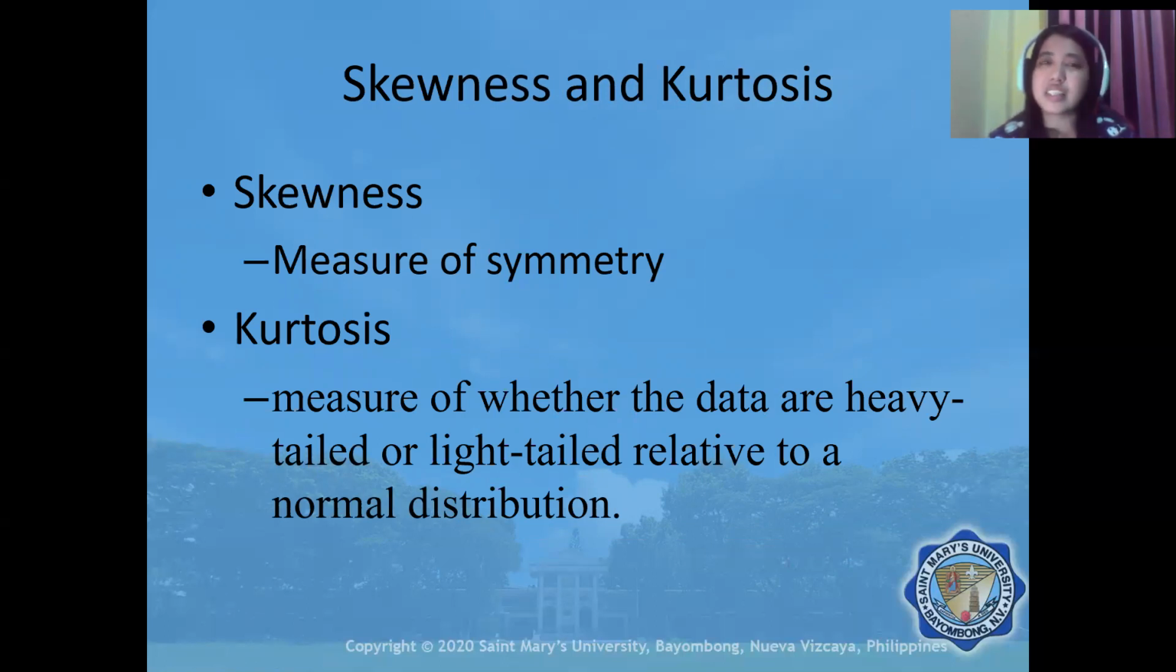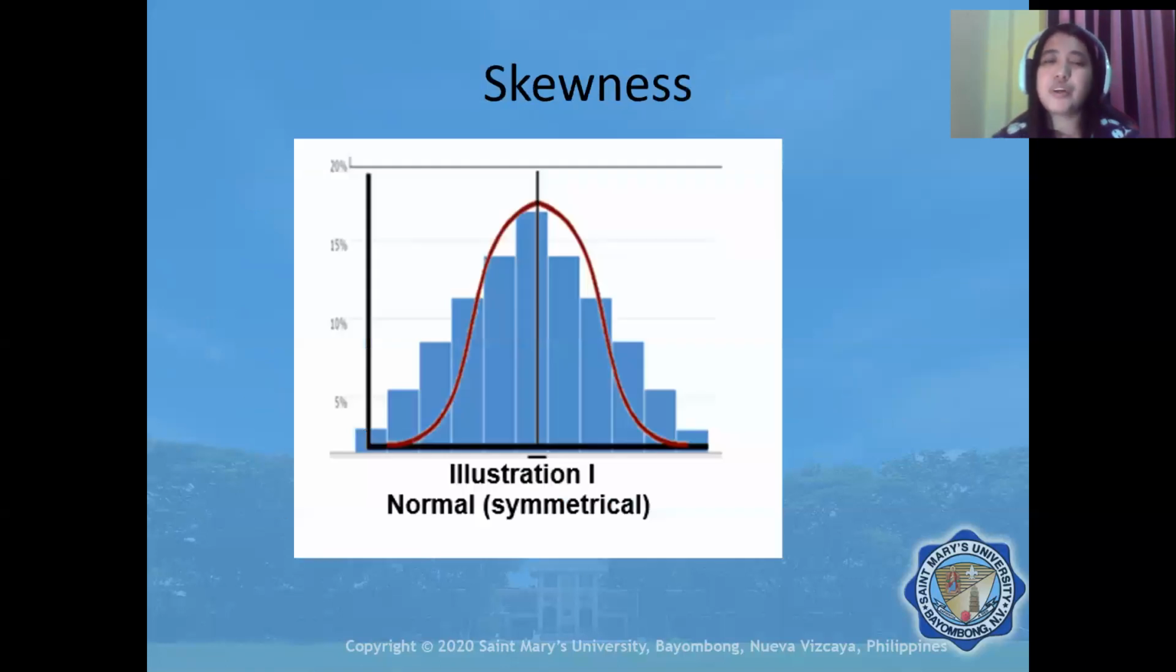So what is skewness and what is kurtosis? These are also ways for you to determine if the shape of the distribution is normal. Skewness is defined as a measure of symmetry. So we can determine whether it is symmetrical or asymmetrical based on the value computed. And kurtosis is a measure of whether the data are heavy-tailed or light-tailed relative to a normal curve. So let us just represent that using figures first.